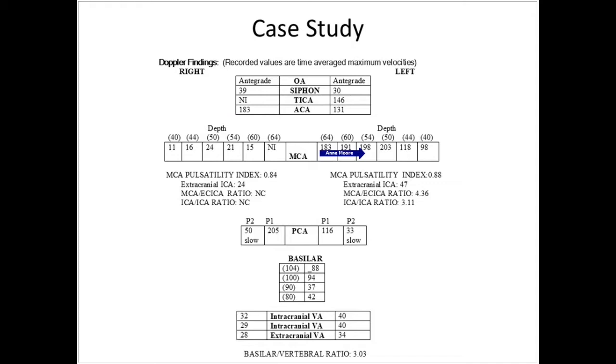The PCAs are suggestive of vessel narrowings as well, because we have a slowed systolic upstroke in the bilateral P2 segments, as well as elevations in the P1 segments. The elevated velocities in the distal basilar can represent collateral, but we certainly can't rule out altogether a vessel narrowing.